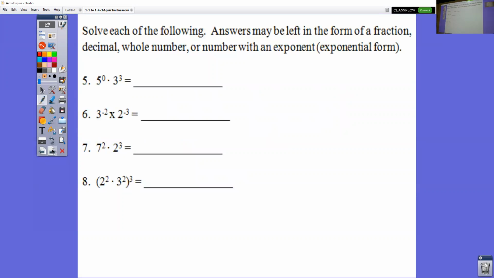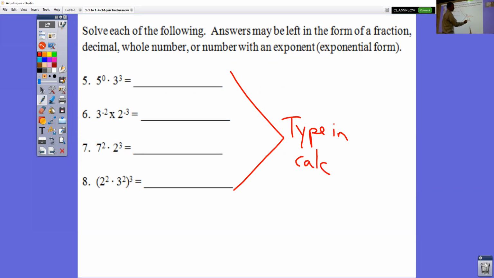In the next set, it says solve each of the following. Answers may be left in the form of a fraction, a decimal, a whole number, or a number with an exponent in exponential form. Quite honestly, I would take all of these, all of these are these mixture questions where you have multiplying. So what I would do is just type them into the calculator.